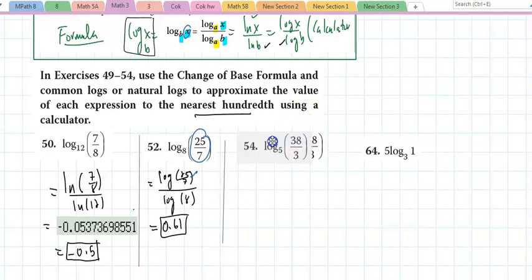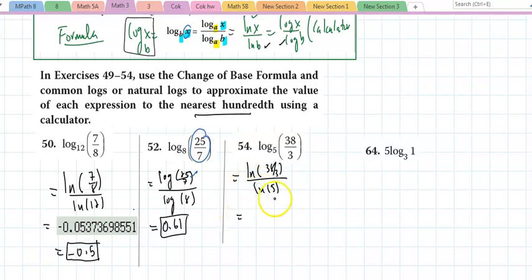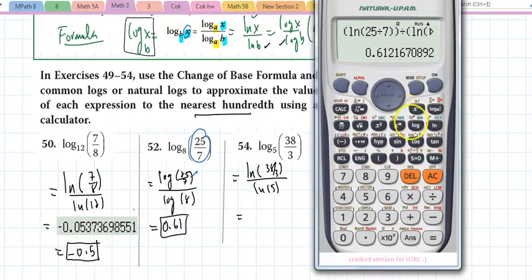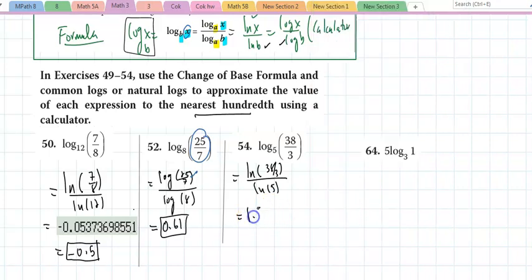And if I look at number 54, the same deal. I like natural log because it's one letter shorter. Nothing more. And if I plug this in my calculator, if I take the natural log of 38 divided by 3, divided by natural log of 5, I'll get 1.58. All of these numbers are irrational.